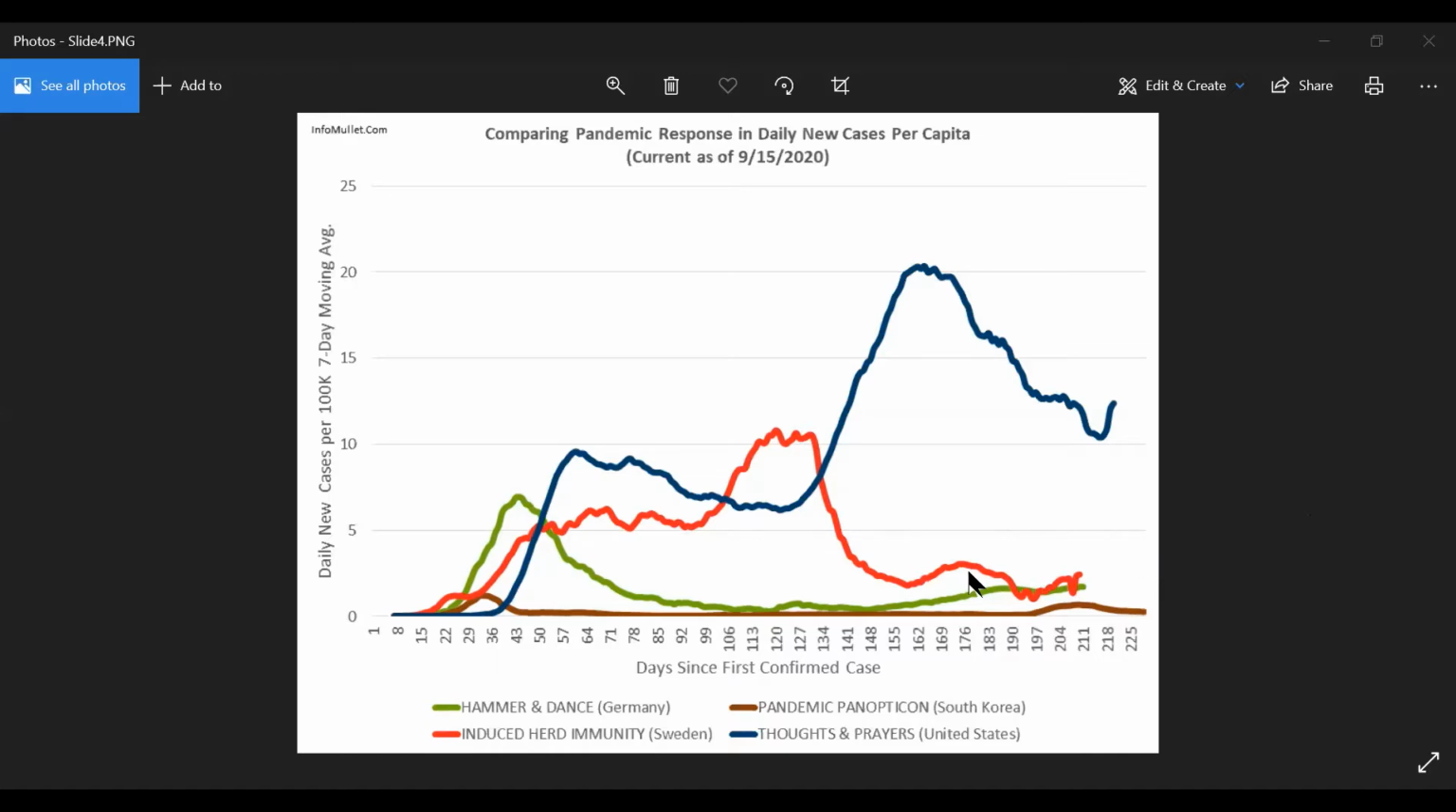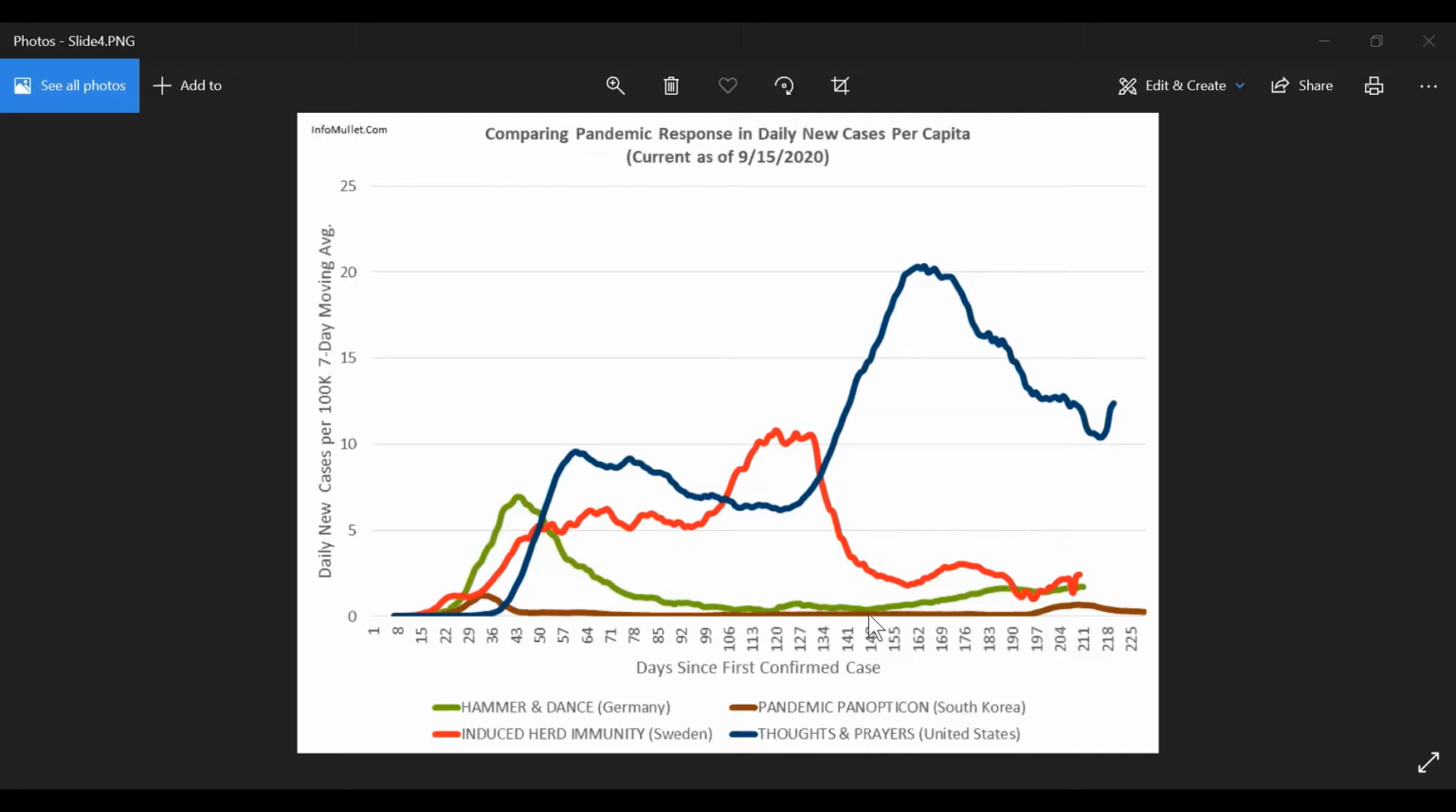Germany, with the hammer and the dance, experienced a very significant outbreak. This was not small, you're talking seven per 100,000 people over however many, 100-something million that Germany has. Maybe it's 80 million. That's a large number of people. But they put the hammer in place. The hammer went down. They've dropped the daily cases very, very low, and they've opened it back up, and they're in the dance.